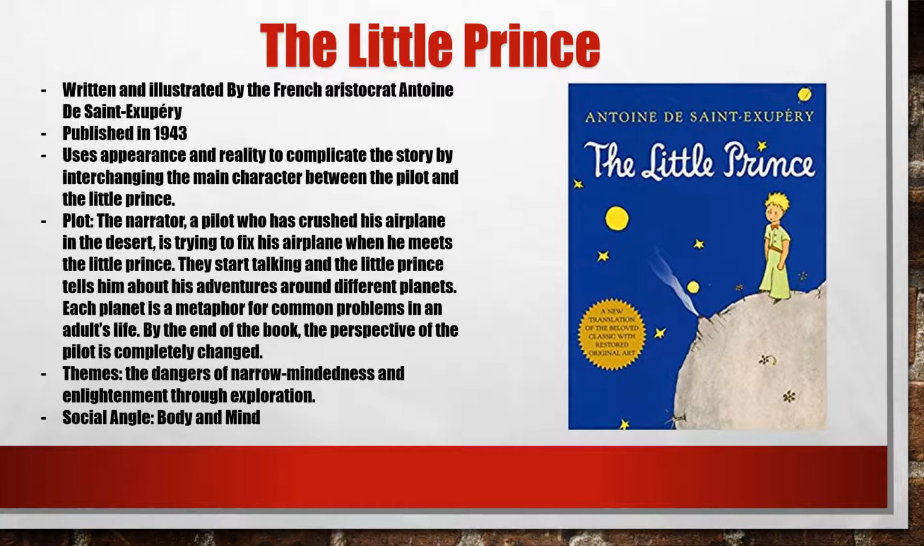He's trying to fix his airplane when he meets the little prince. They start talking, and the little prince tells him about his adventures around different planets. Each planet is a metaphor for common problems in an adult's life. By the end of the book, the perspective of the pilot is completely changed. The themes treated in this book are the dangers of being narrow-minded and the enlightenment through exploration.